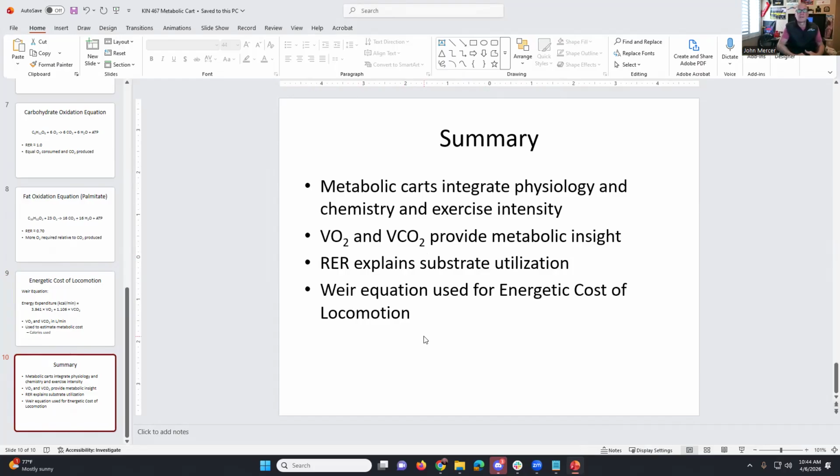All right, so to pull together what a metabolic cart does, it integrates physiology and chemistry and exercise intensity. We're able to determine VO2, VCO2, depending on the instrument, and this gives us some insight into the metabolic pathways and processes that are happening during exercise. RER represents substrate utilization. It's a ratio of VCO2 to VO2. And the Weir equation is used for energetic cost of locomotion. How many calories are used to cover a distance, whether it's swimming, biking, or running.